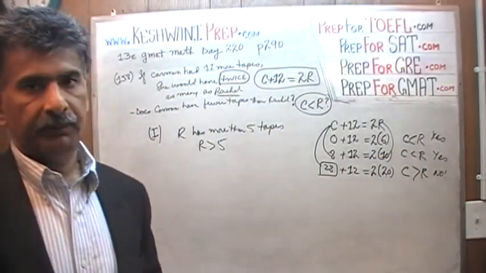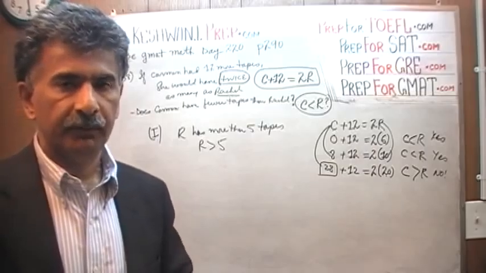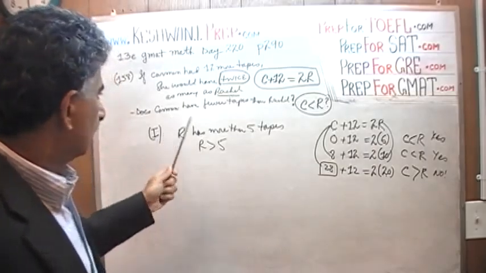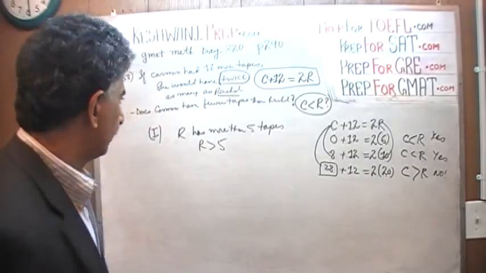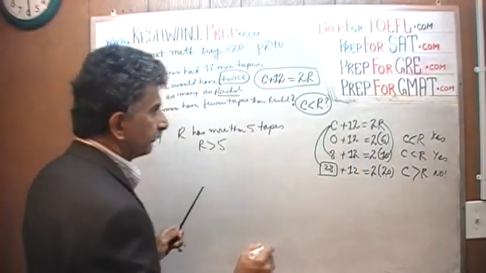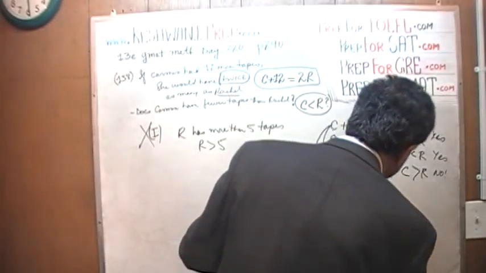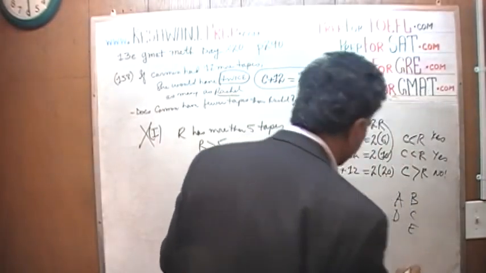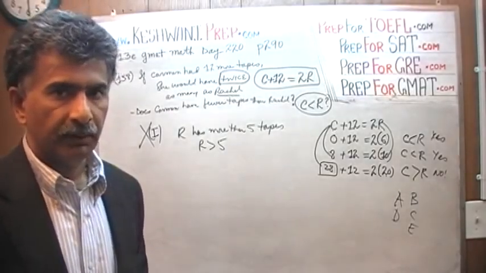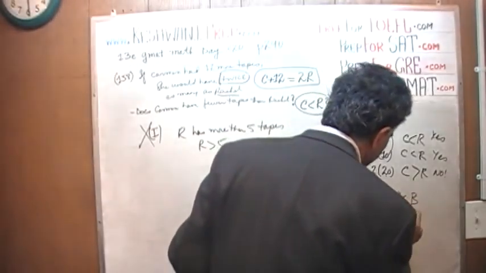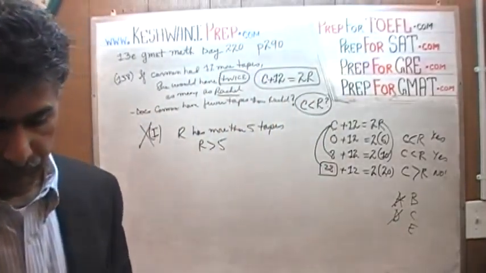We cannot give a definitive answer as to whether or not Carmen has fewer tapes. First statement by itself is no good. A, D, B, C, E. Because the first statement by itself turned out not to be sufficient, we know now the answer cannot be A or D. It would have to be either B, C, or E.